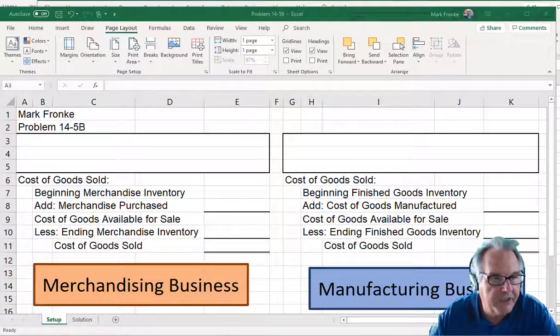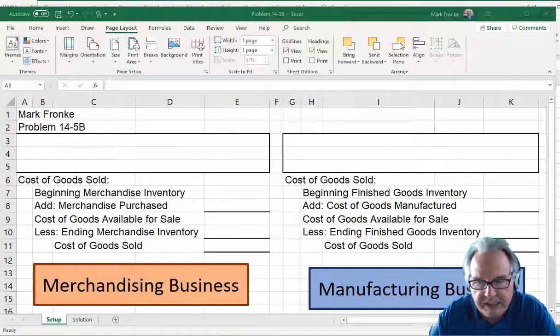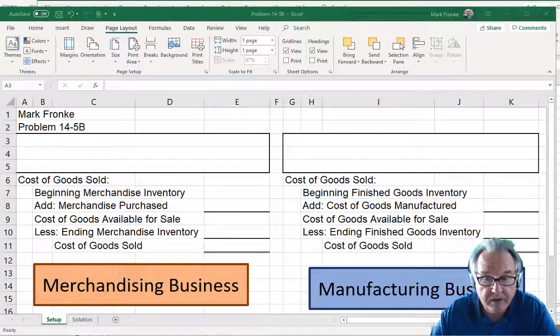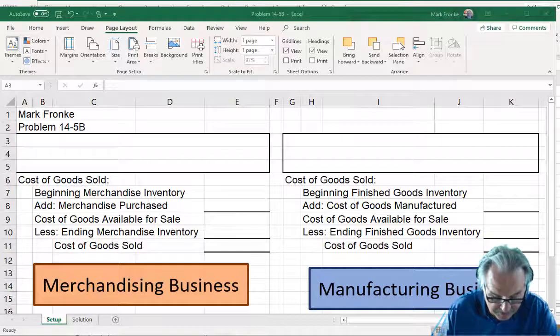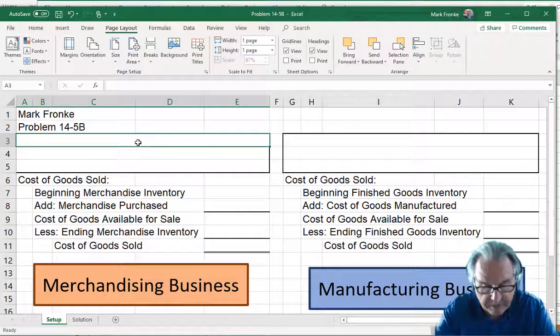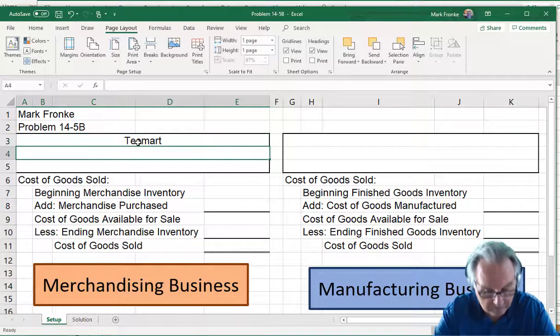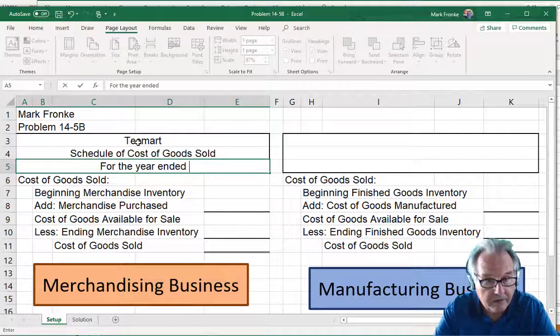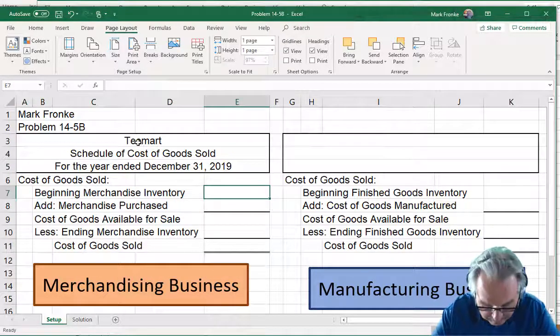So the last problem we're going to do is 14-5B. I've pre-built a template here, or a form, using just lines and rows and columns and a little text box. But this is comparing a schedule of cost of goods sold of a merchandising business with a manufacturing business. And the merchandising business is called T-Mart. And we'll call this a schedule of cost of goods sold. And this is for the year ended December 31, 2019. We had beginning merchandise inventory of 100 grand.